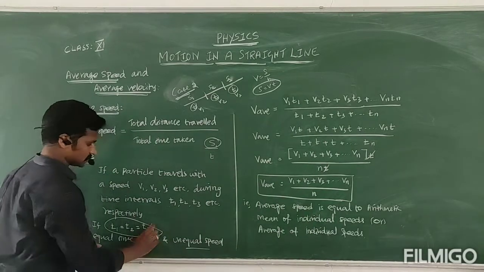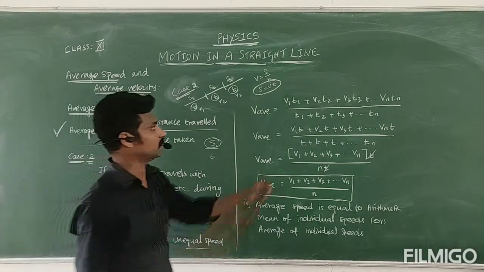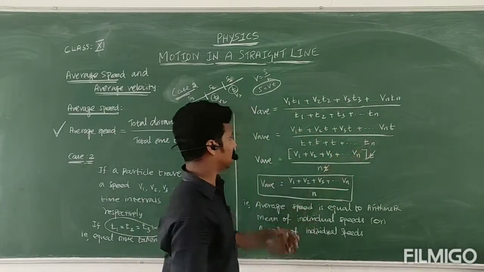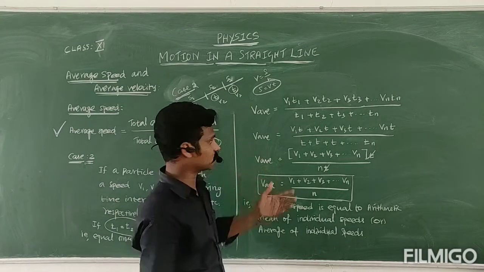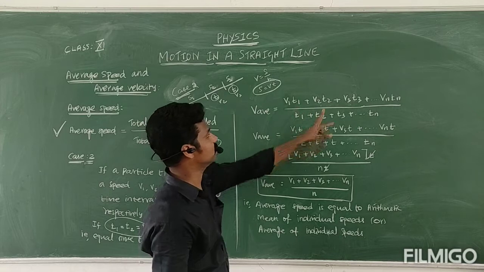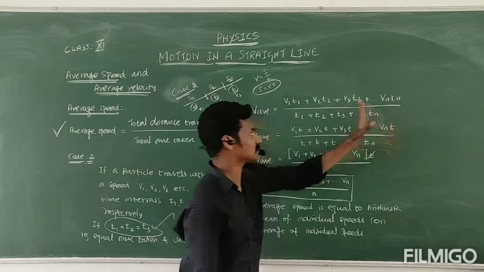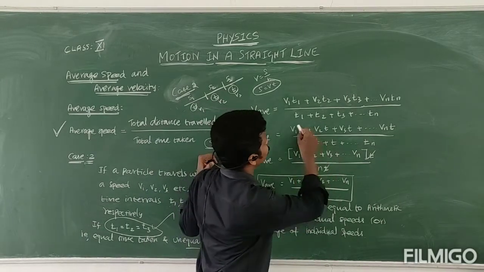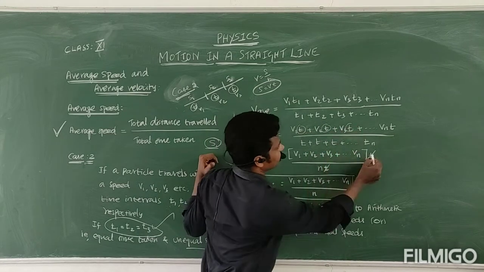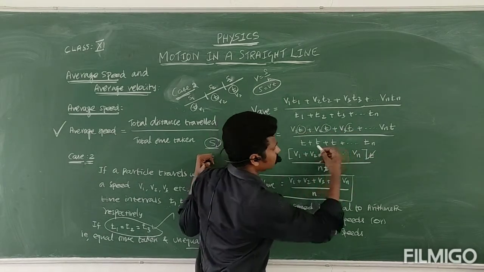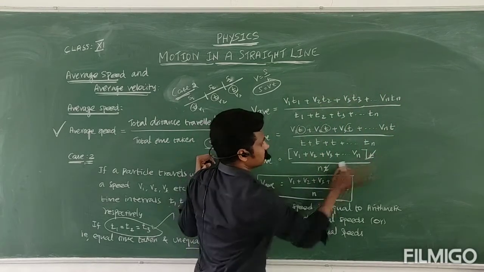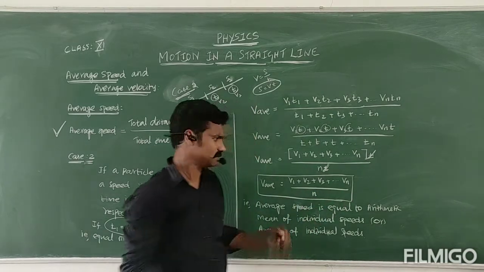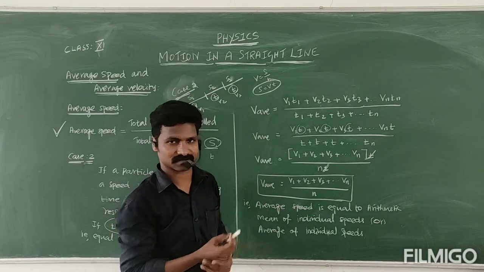But in this case, we know the time intervals should be equal. So t plus t up to n times t. The time is equal, so instead of t1 I can write t, t2 is t, t3 also t, tn also t. Now t is common, so t is taken outside. Then divide by t plus t up to n times t, that is n times t. So t will be cancelled. The remaining term is v1 plus v2 plus v3 up to vn divided by n. This is like the normal average velocity calculation method.